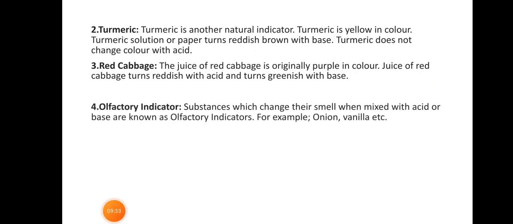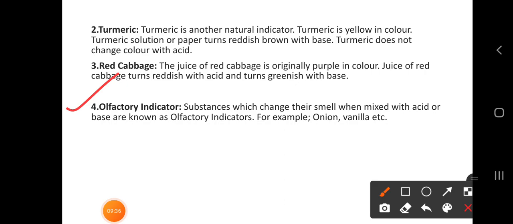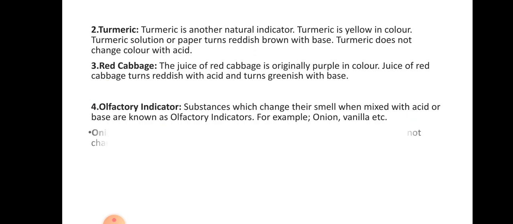Then the next concept is the olfactory indicator. Olfactory indicator means you check the substance with your nose whether it is an acid or a base. Substances which change their smell when mixed with an acid or base are known as olfactory indicators. For example, you can take onion and vanilla. Dear students, there are no experiments here to check these things. These are a few basic points you should keep in mind for multiple choice questions.